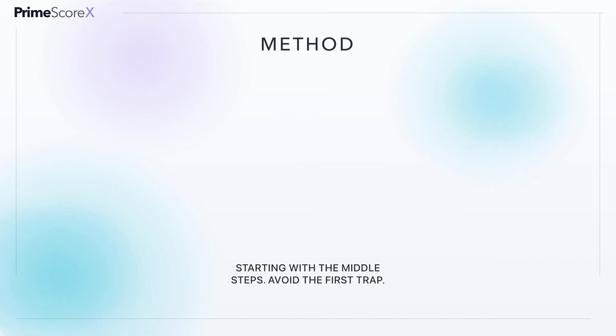The first trap is starting with the middle steps. This usually happens when a student moves too quickly, trusts a familiar-looking answer, or skips the instruction line. The fix is to pause long enough to identify the exact task before committing to the response.